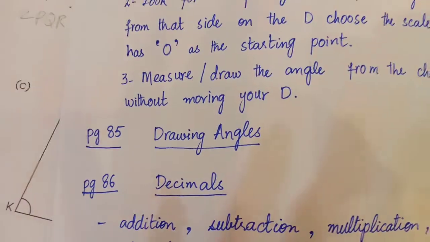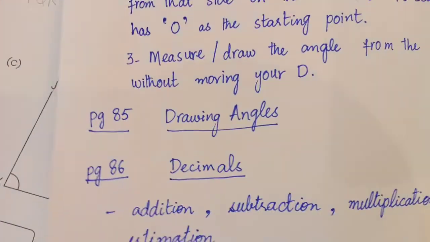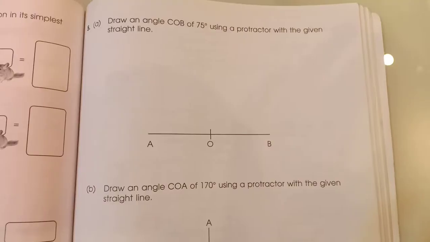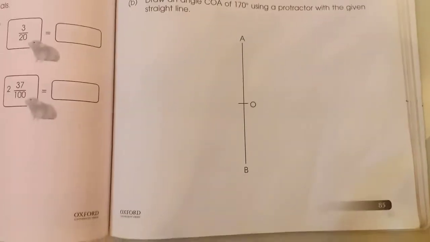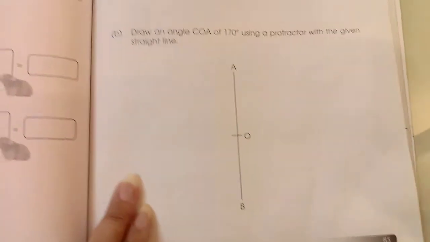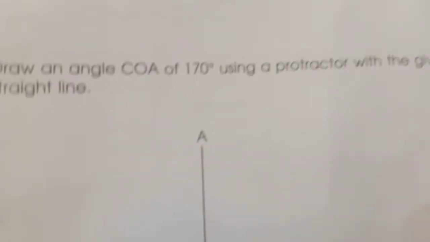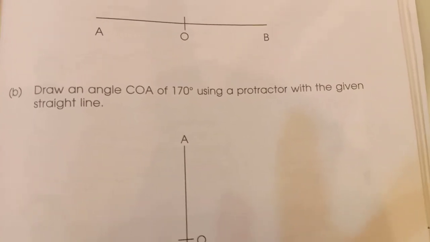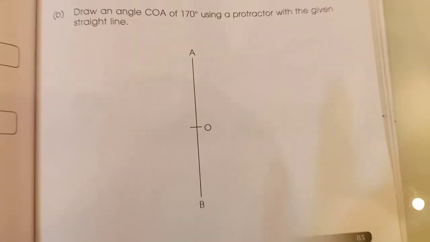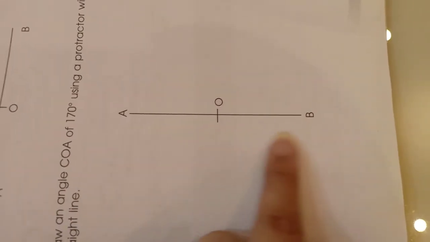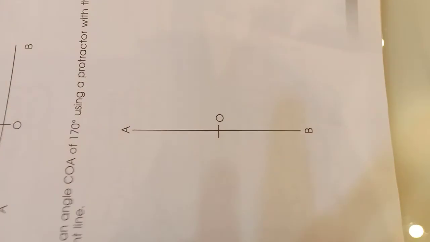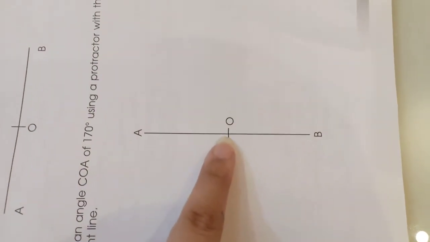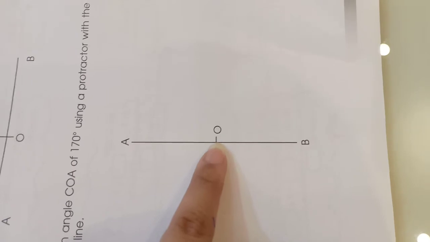Now moving to page number 85, you have to draw two angles there. There are two questions. We will do the latter one, part B, and you will do part A yourself. Read the question first. Draw an angle COA of 170 degrees using a protractor with the given straight line. This line is given AOB, and you have to rotate your book this way, because this is the baseline and it is now in horizontal position. And this is the center point O. That means your angle should be formed at this point.